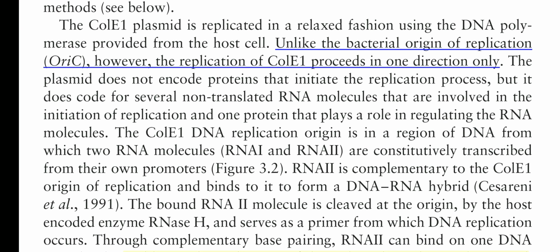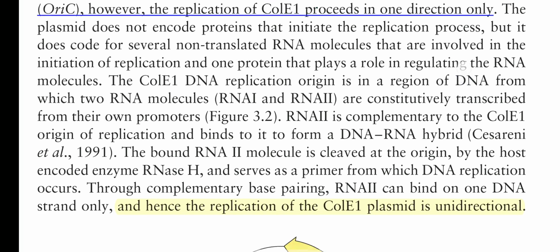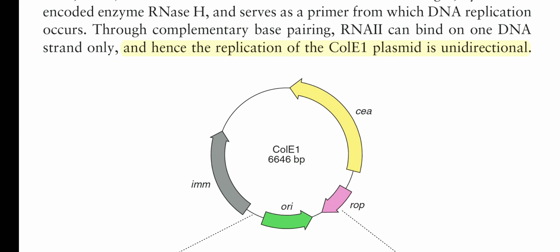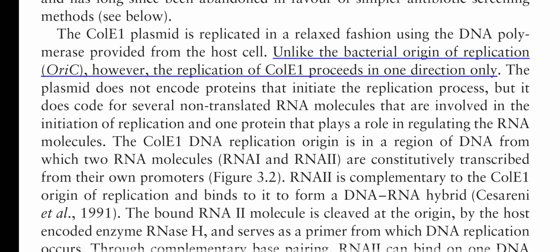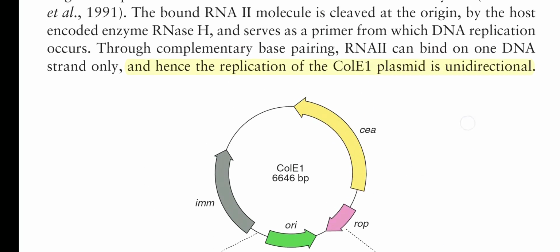Okay, this is important also. Unlike the bacterial origin of replication like OriC, the replication of ColE1 proceeds in a single direction. Replication of ColE1, I'm talking about. That's also confusing me. Here it's written: through complementary base pairing, RNase II can bind to one of the DNA strands only, and hence the replication of the ColE1 plasmid is unidirectional. That's the reason. Okay, that's fine.